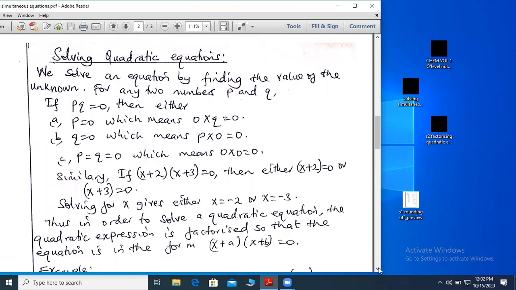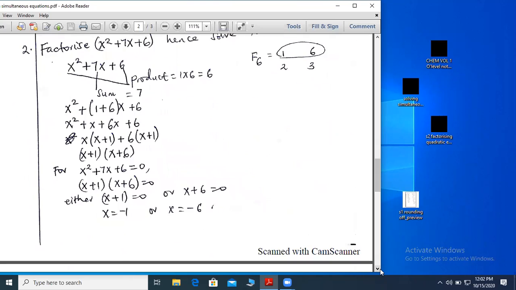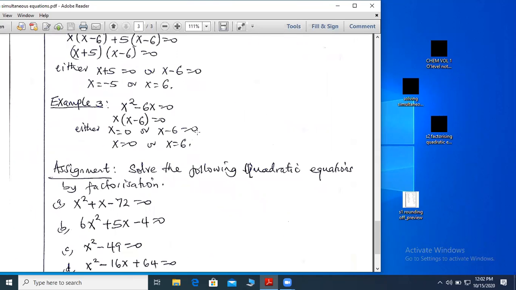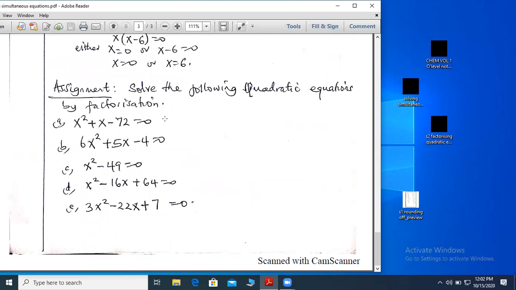Those are some of the examples that I wanted to share with you. We can have questions if they are there. If they are not there, then we have this as our assignment.